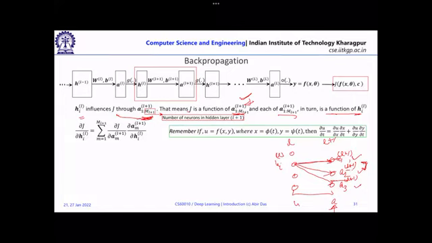Remember, this probably you did not encounter in your plus 1, but at least I'm sure in multivariate calculus, whatever the name was, probably mathematics 1 or 2 in your first year, you have encountered that if U is a function of say two variables X and Y, and X and Y are functions of a single variable T, that is X is a function phi of T and Y is a function psi of T, both are functions of T.